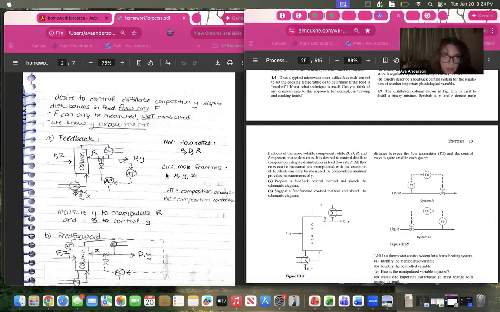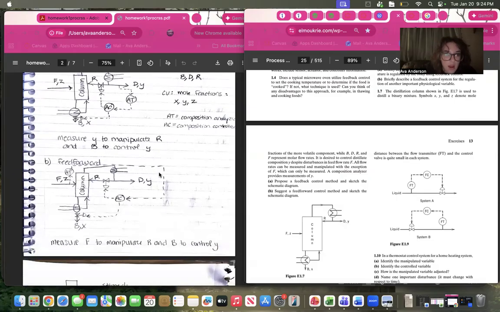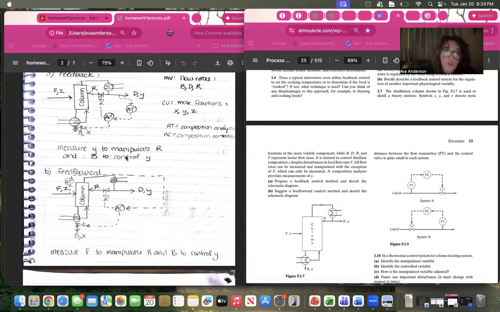So we can use a composition analyzer to look at what Y is, and then from there use a composition controller to control both B and R in order to control Y itself. For the feed forward design, we can preemptively measure F to manipulate R and B in order to control Y. So we can look at the feed composition with the analyzer, and then from there use a composition controller to control B and R in order to control Y indirectly.